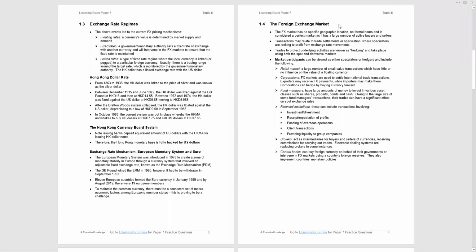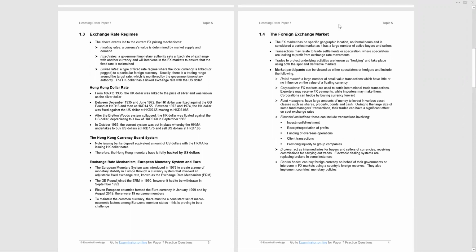Now, different exchange rate regimes, be aware of the differences. We have floating rates, fixed rates, and linked rates. Floating rate is where the currency's value is determined by the market. That is market supply and demand, and that can come up in the exam. Fixed rate system is where a government or monetary authority sets a fixed rate of exchange with another currency, and it will intervene in the markets to ensure that that fixed rate is maintained.